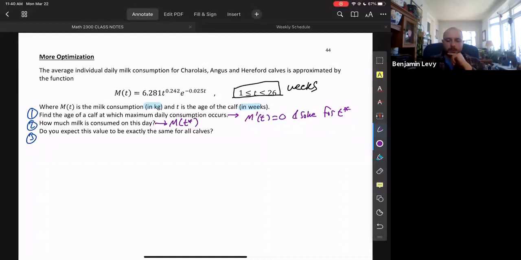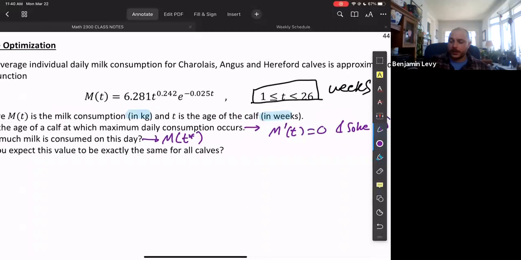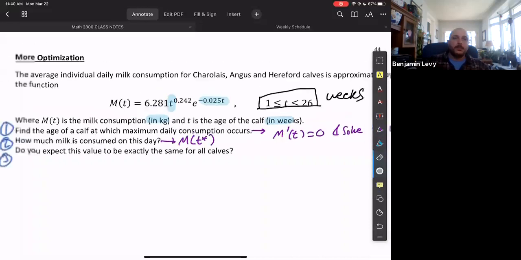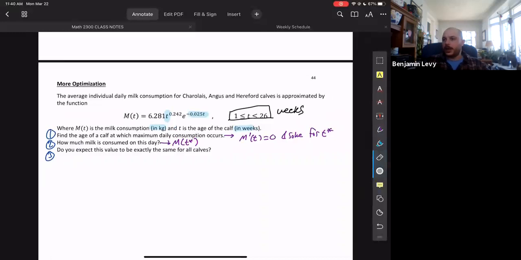All right, that's a product rule. This is a product rule because there's a t right here, and there's a t in the exponent. So thinking about what the derivative is, that's one of the things I'm trying to get you to do right now in these breakout rooms.